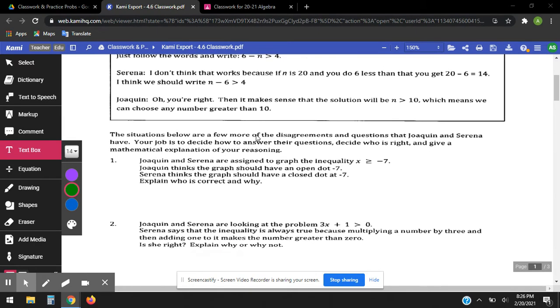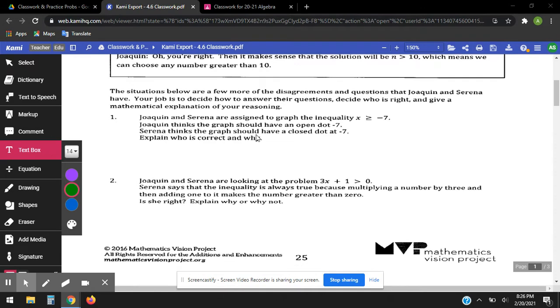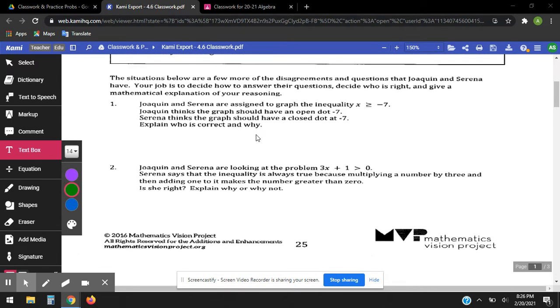The situations below are a few more of the disagreements and questions that Joaquin and Serena have. Your job is to decide how to answer their questions, decide who is right, and give a mathematical explanation of your reasoning. So there's 10 of these.